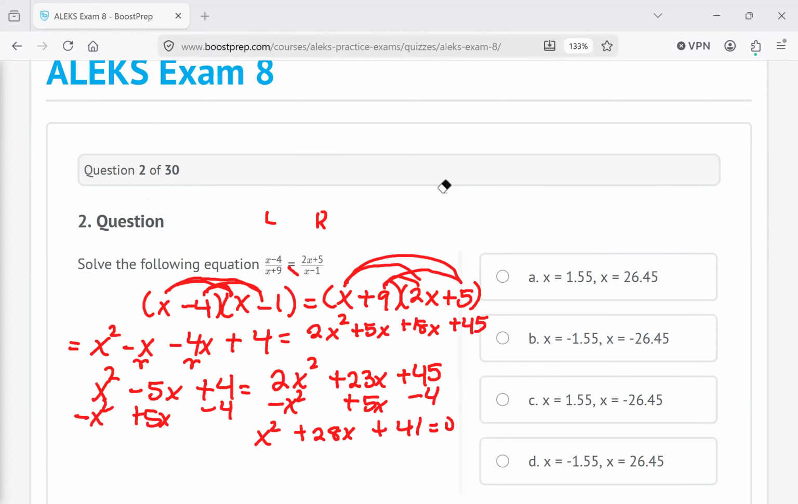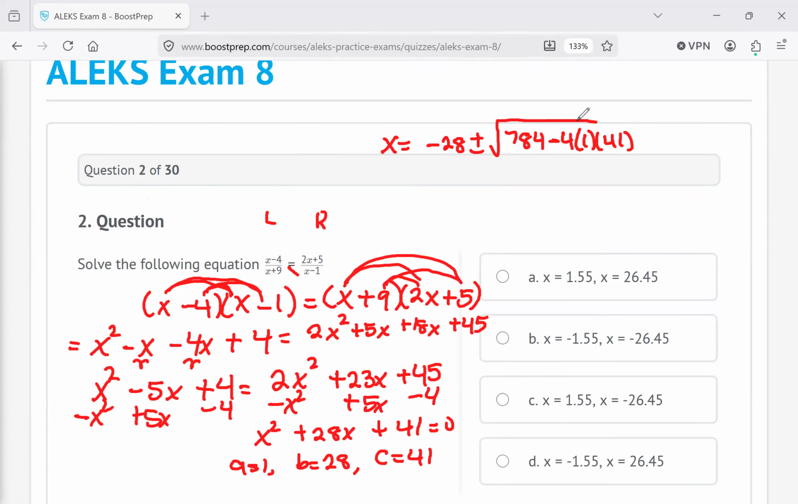So here's the quadratic. X equals the opposite of B. So my A is 1, B is 28, and C is 41. So the opposite of B is negative 28 plus or minus the root of B squared. So let me do that on the calculator. 28 squared is 784, minus 4 times A, which is 1, and C is 41, all over 2A. Clean this up a bit, so it's negative 28 plus or minus.